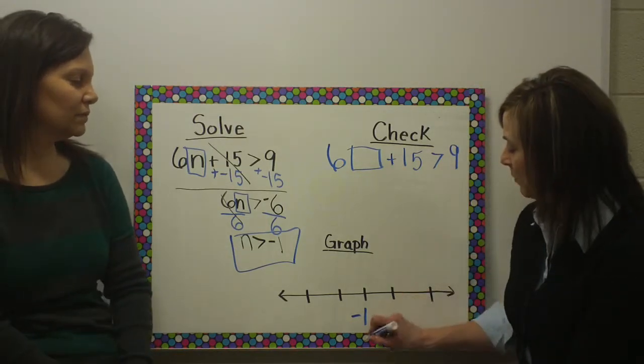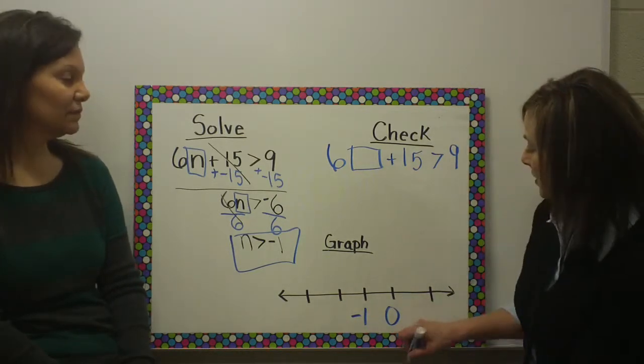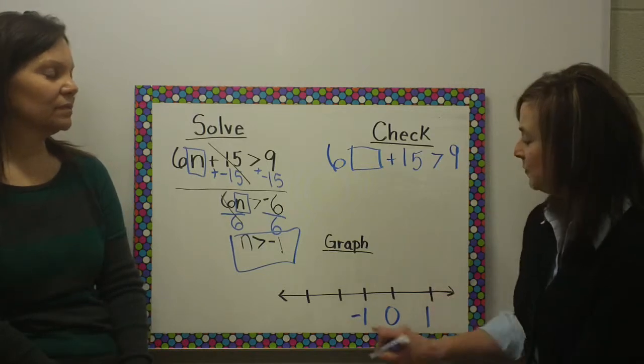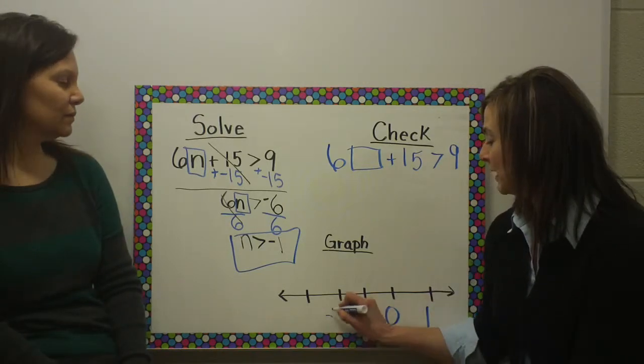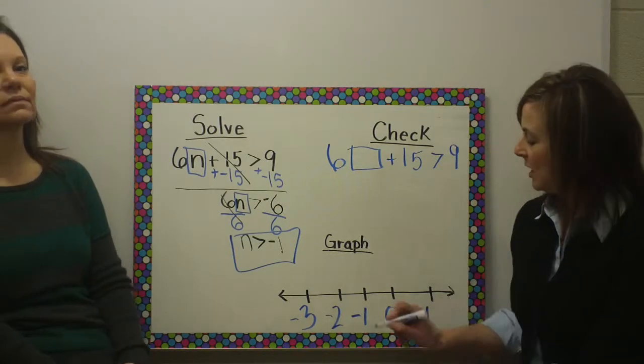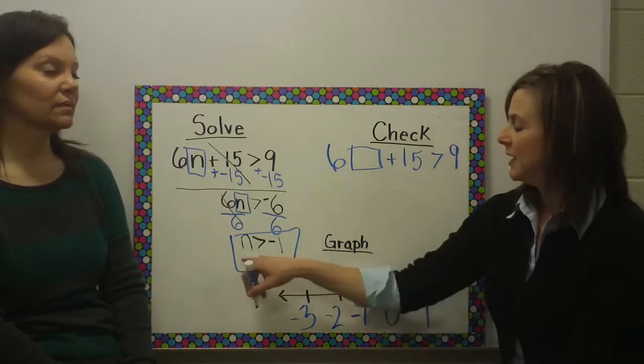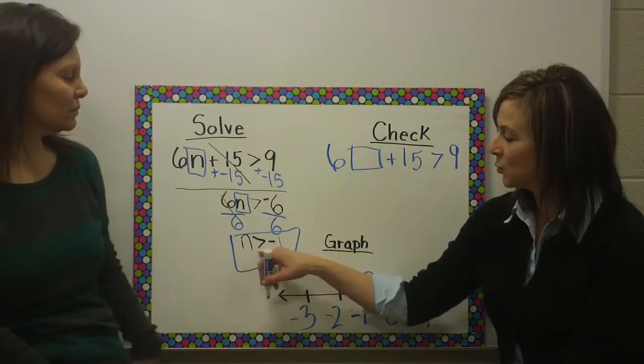We're going to increase by 1, so as I get larger, the next number would be 0, then a positive 1. As I go to the left, when I get smaller, negative 2, negative 3. We're going to circle above our value of negative 1 because our variable is first and is greater than negative 1.